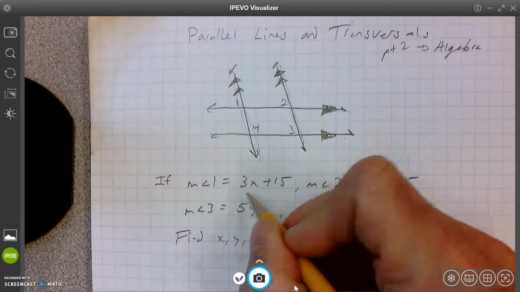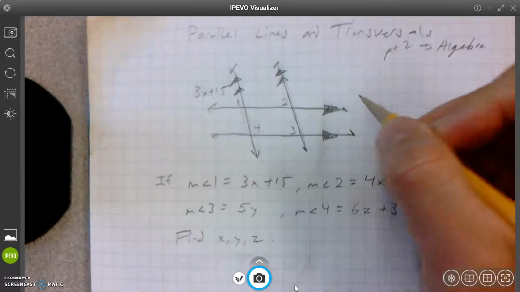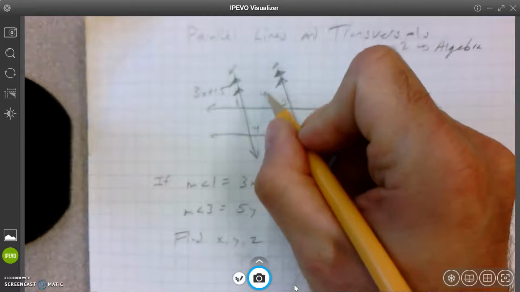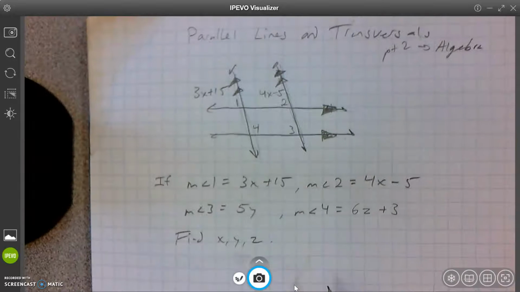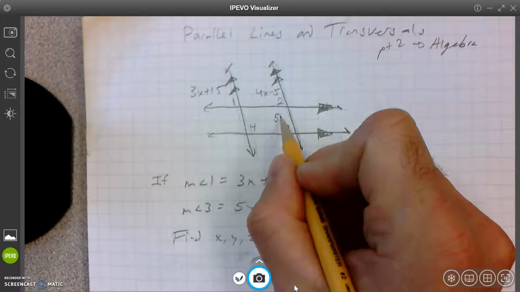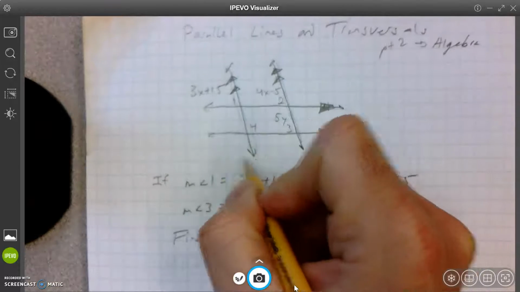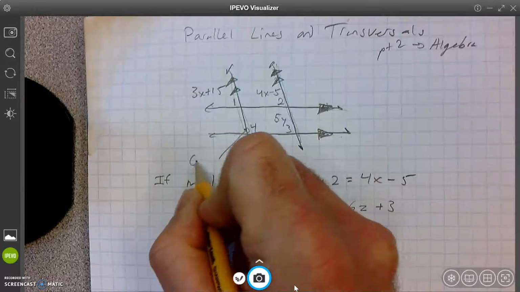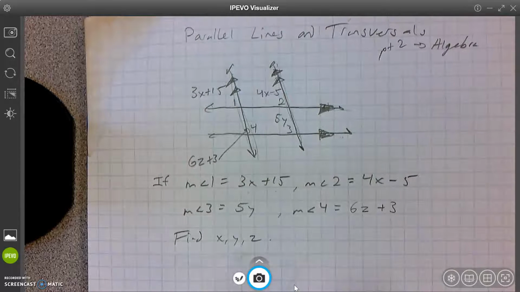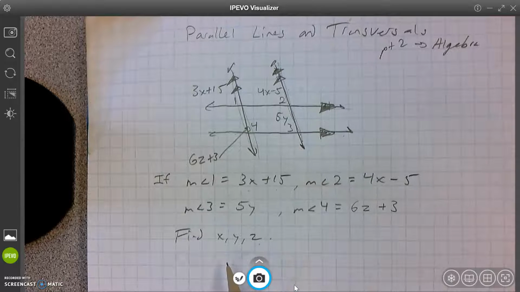Okay. So angle 1 is 3x plus 15. I'm just going to add that to my picture. You add that to your picture. Then I have measure angle 2 is 4x minus 5. I'm going to add that to my picture. Measure angle 3 is 5y. And measure angle 4 is 6z. I'm going to put an arrow to it because I can't fit it there. 6z plus 3. Like that. Okay. So now you got to find x, y, and z.